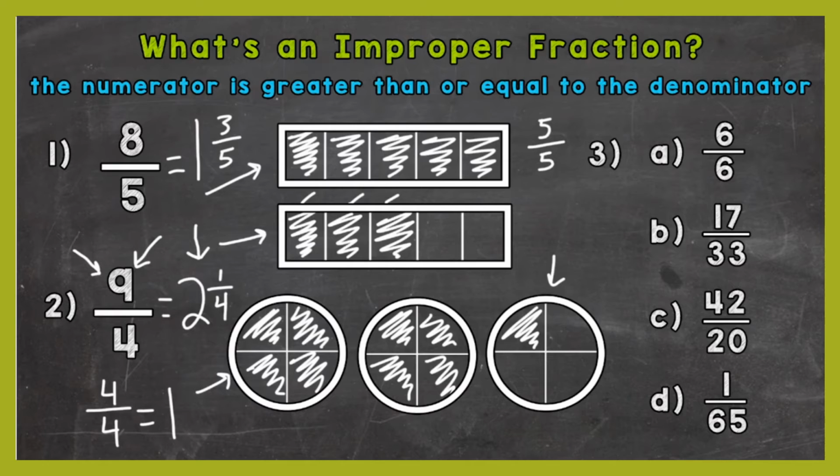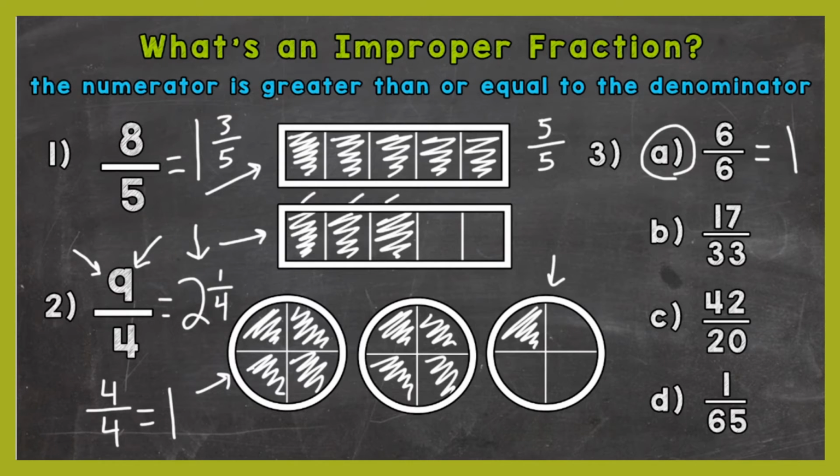So let's start with A, where we have 6/6. So our numerator, the top number, is the exact same as the denominator. Therefore, this fraction equals 1 whole. And in the case of this, our numerator is equal to the denominator. So we have an improper fraction.